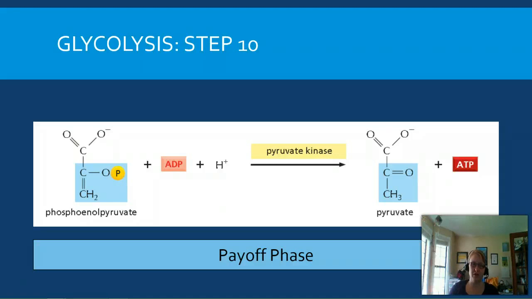We generate a net of 2 ATP that will then be able to be used in other functions in the cell, but that ATP is just a side bonus. Remember, the goal of glycolysis is not to make ATP, but it is to create the pyruvate and the NADHs.